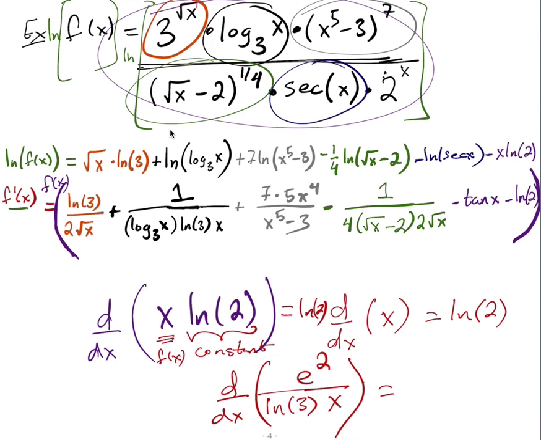How would you find the derivative of that? Nope. No, absolutely not. Definitely not. I mean, you can. Yes, you can. But if you did the quotient rule here, you probably would make a mistake because it means that you're not seeing it clearly. What is e squared? Constant. It's a constant. What is ln of 3? Constant. It's a constant. So really, the way you want to look at this is e squared over ln of 3, this is your constant, times the derivative of 1 over x.